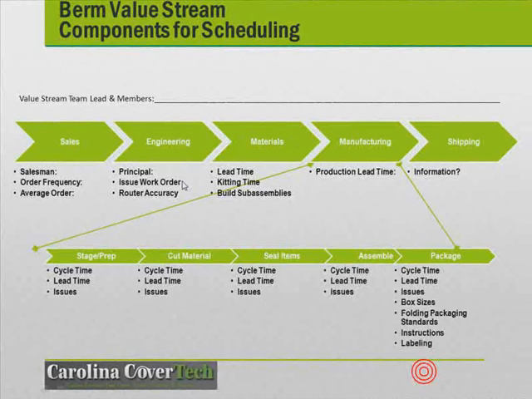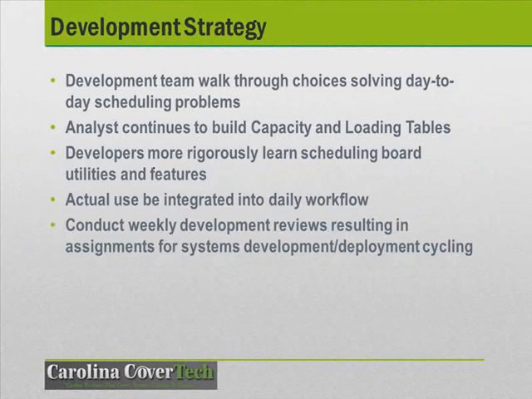And so we saw again how our eKanban system reflects physical mapping. And as we go forward, we want to, as I just said, have the development team keep walking through choices and solving day-to-day communication, statusing, and scheduling problems, and that includes everyone involved. We will, from this, build what we call capacity and loading tables to improve our scheduling. And as we look at what's working and what's not working, we can refine this board to better communicate what's going on more efficiently and effectively.